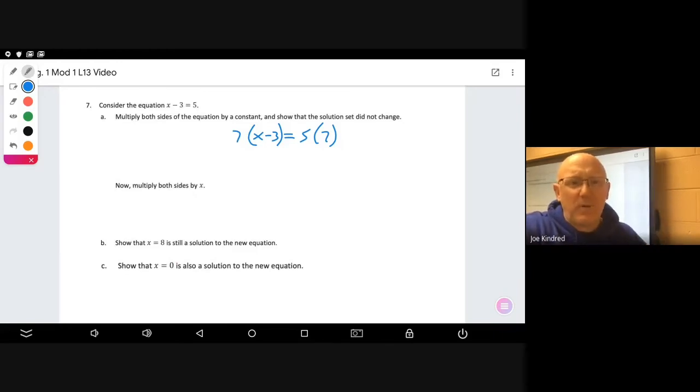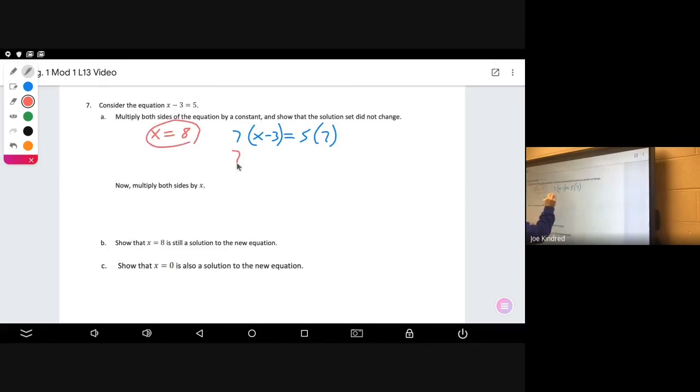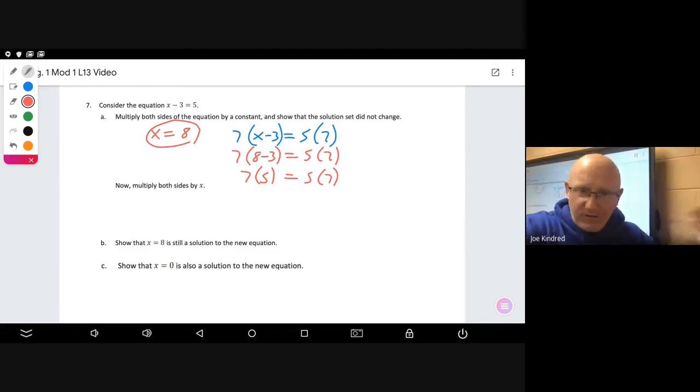Let's just plug a number in just so that we can prove the solution set has not changed. So for instance, if I just choose the number 8, let's just plug in 8 for x. Should be equal. Eight minus 3, is that the same thing? As a matter of fact, it is. So we've shown that this does not affect the solution.